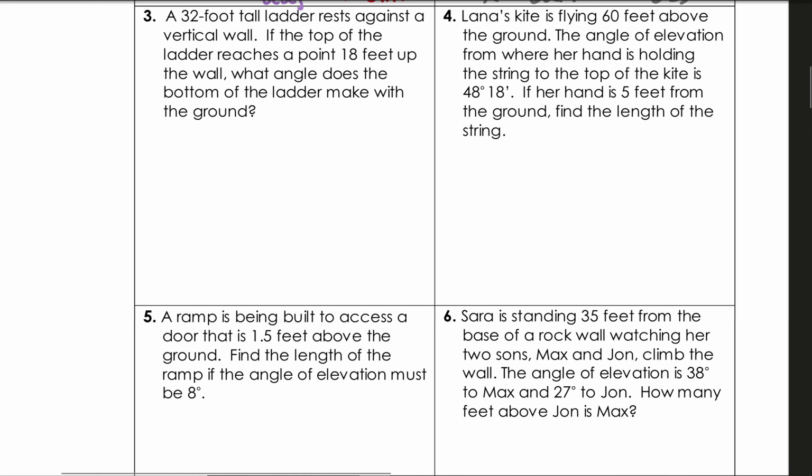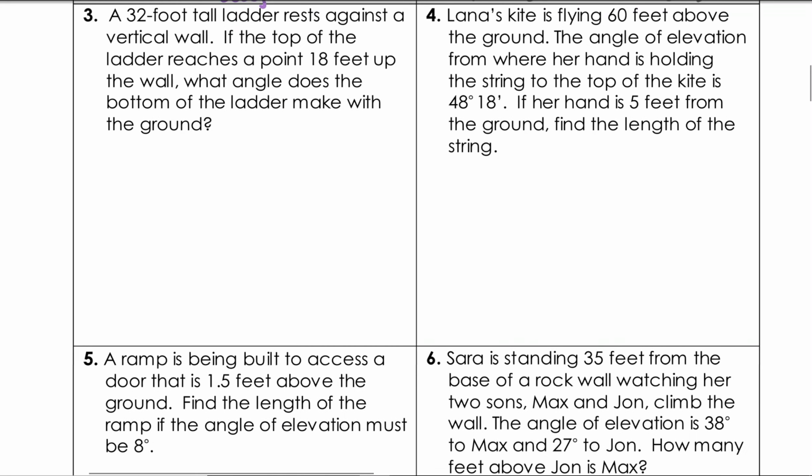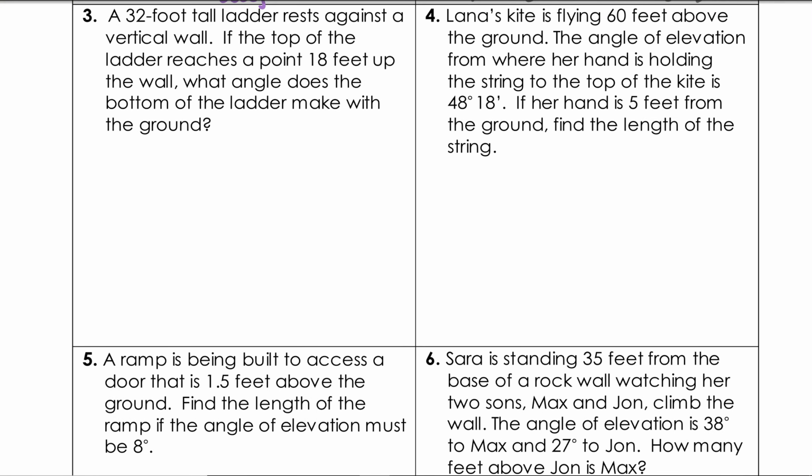All right, we'll look at a few more. So a 32-foot tall ladder rests against a vertical wall. If the top of the ladder reaches a point 18 feet up the wall, what angle does the bottom of the ladder make with the ground? All right. So here we'll draw a right triangle.